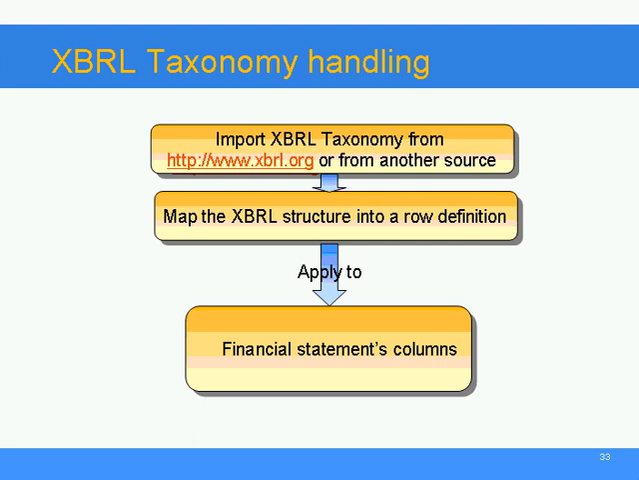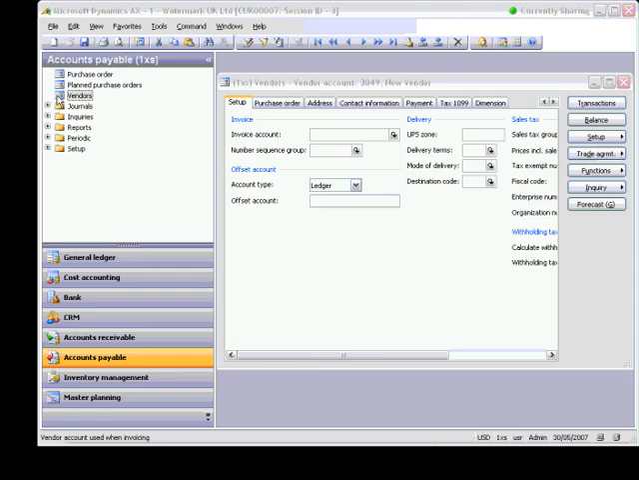Here you see the XBRL taxonomy handbook. First of all, I need to import the XBRL taxonomy template from a website or from another source. My next step is to map the XBRL structure template into a row definition, and I need to apply this row definition to the financial statement column. So let me show this functionality in my Dynamics AX form.